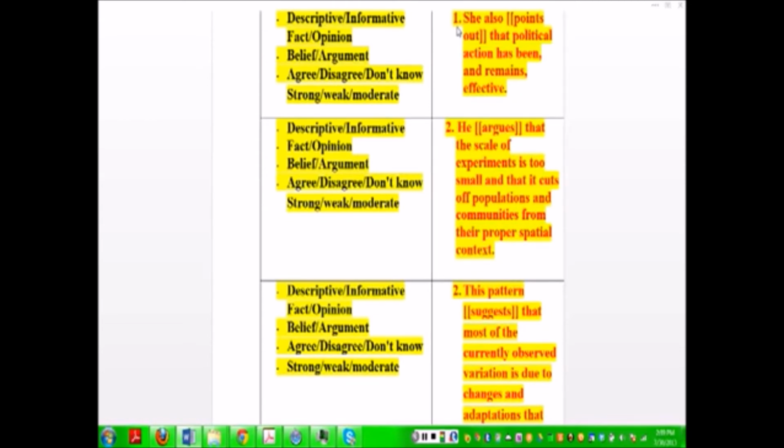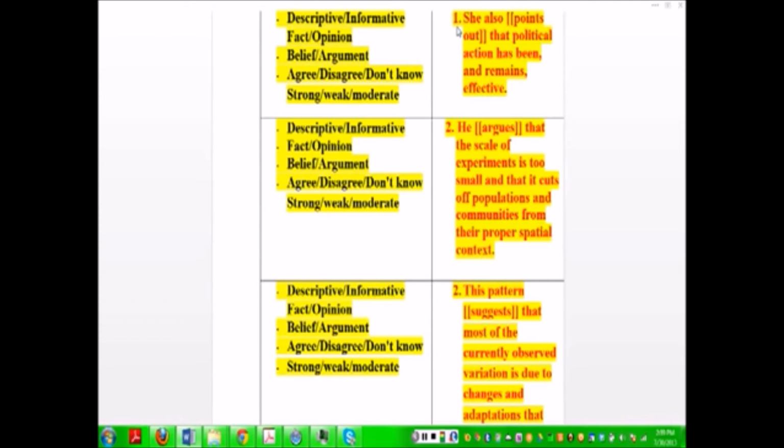The second one is, he argues that the scale of the experiments is too small and that it cuts off populations and communities from their proper spatial context. So again, argues is an informative reporting verb. You know exactly what the argument is. The scale of the experiment is too small. And so it takes a that clause. And here it's an opinion because it's an argument, and somebody must think that the scale is not too small. So it's an opinion, it's an argument.